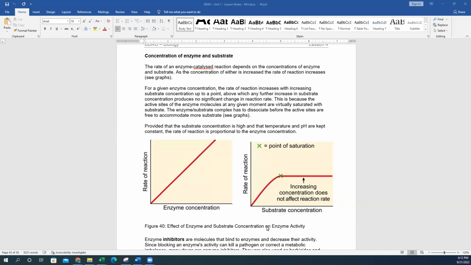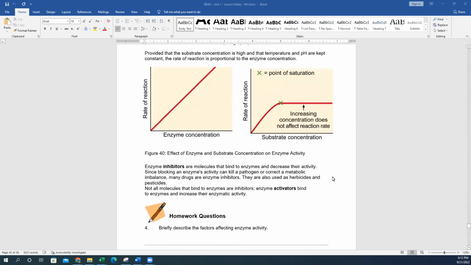However, if you increase the substrate concentration, you do eventually reach a point of saturation. Increasing the substrate concentration beyond that does not affect the rate of the reaction. And that is because at that point, no matter how much more substrate you add in, the enzyme's active sites are already saturated and bound. And so simply adding more substrate no longer affects the rate of the reaction.